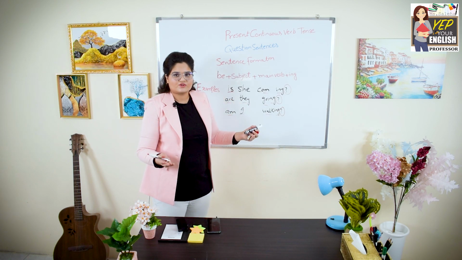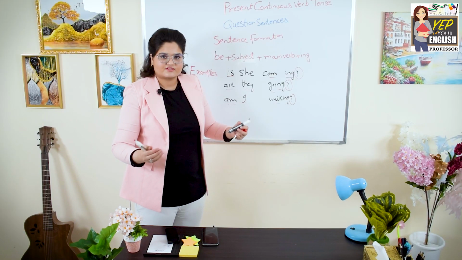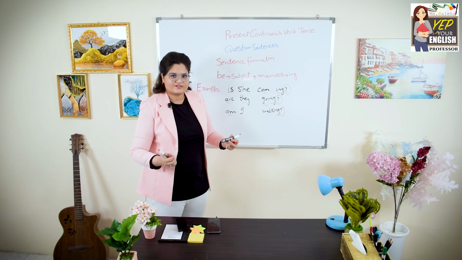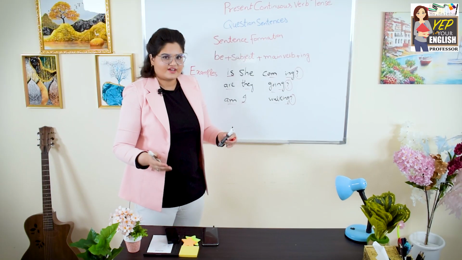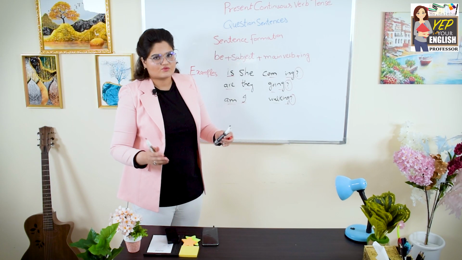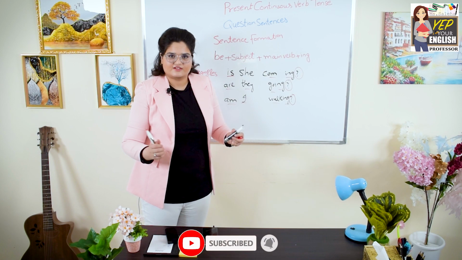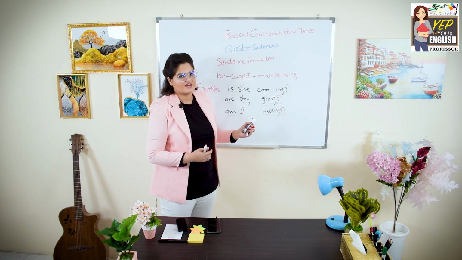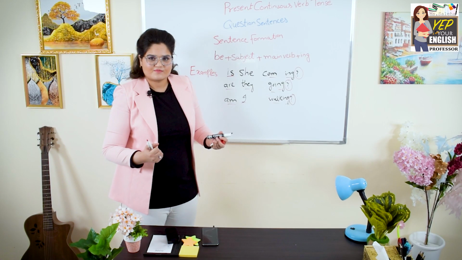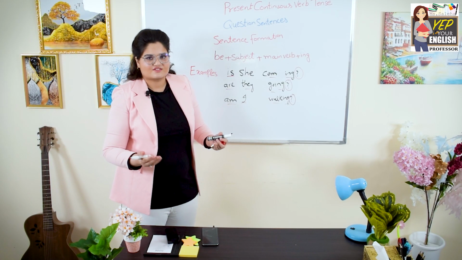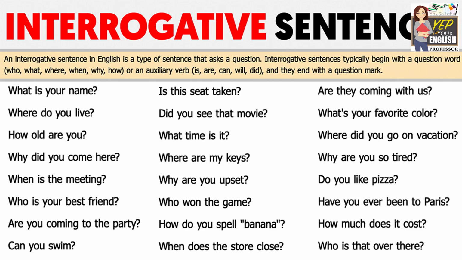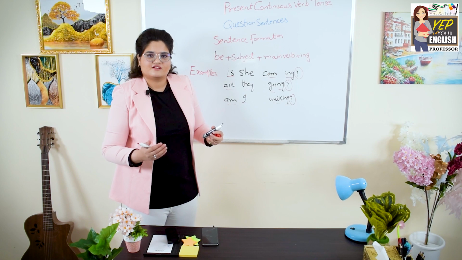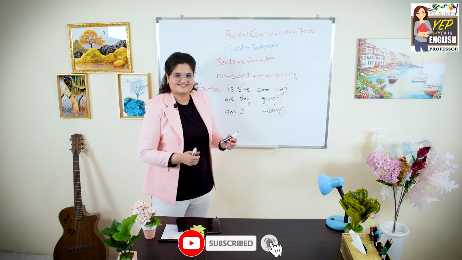Is she coming? We can ask anyone who is coming right now. In the present time, who is coming or going or any action that we want to know, we can ask a question. We can also make another type of questions. Let's see how we do it. We can also make question sentences or interrogative sentences by adding a question word before the subject. Let's see how we do it.